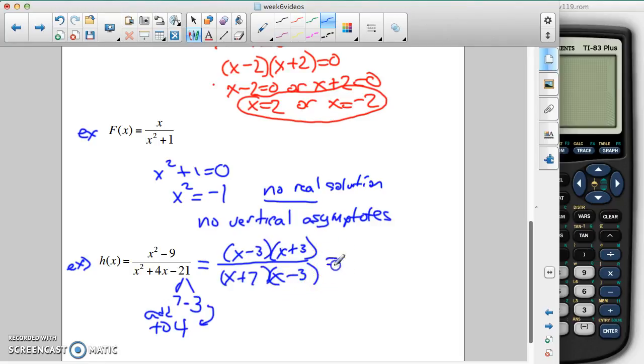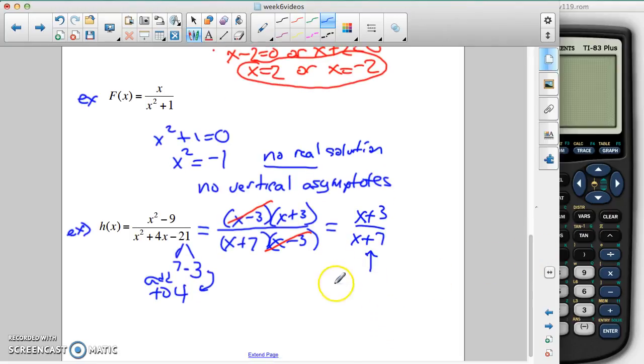Now, since I did factor this, this actually reduces, so we need to reduce these terms before we move on to finding asymptotes. So to do that, we reduce these terms, so it reduces to this term here over x plus 7. So this is the only place we look for an asymptote. So x plus 7 equals 0, because that's where it's undefined. So x equals negative 7 is our only asymptote.